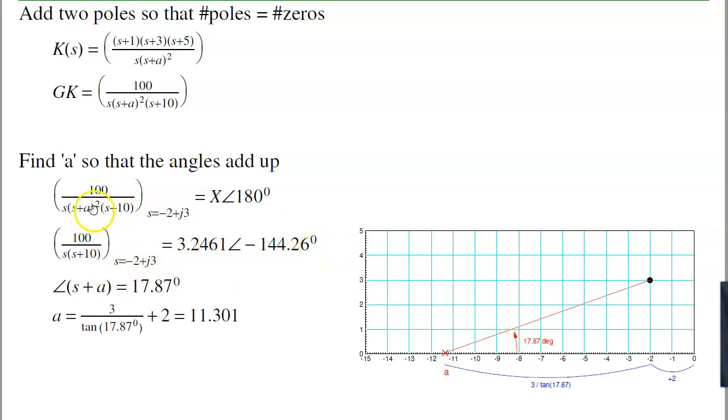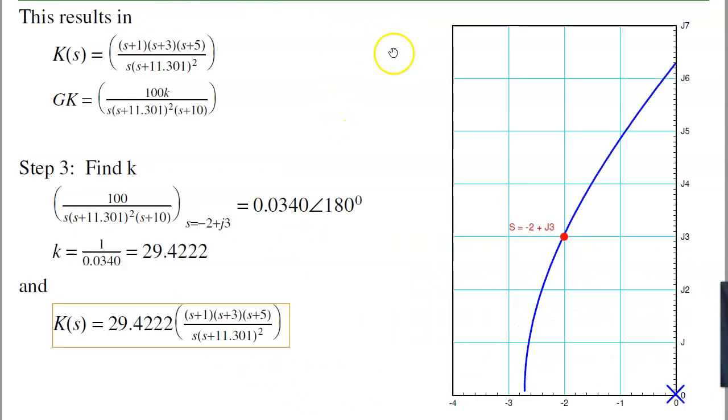So this term, the angle of (s plus a), must provide 35 degrees. Each one provides the same amount, so half that would be 17.87 degrees. And we're back to a trig problem. The real part is 3, the complex part, 3 over tangent 17.87 degrees plus 2. So a should be 11.301. That gives me the form of the compensator, gives me the form of G times K.